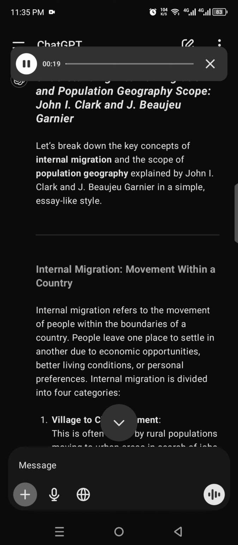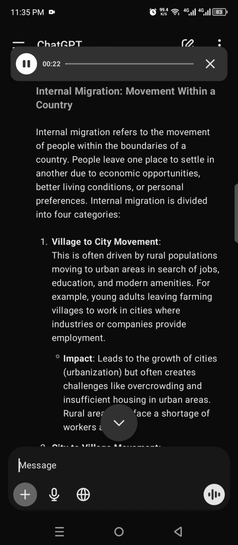Internal migration, movement within a country. Internal migration refers to the movement of people within the boundaries of a country. People leave one place to settle in another due to economic opportunities, better living conditions, or personal preferences. Internal migration is divided into 4 categories.